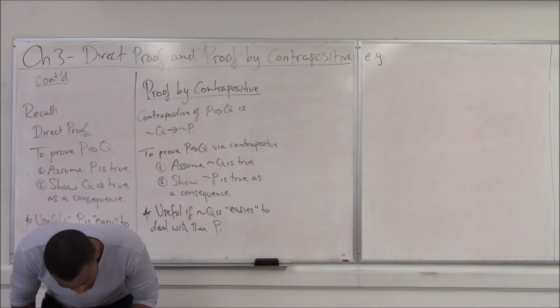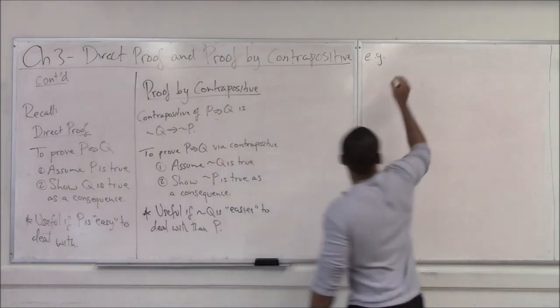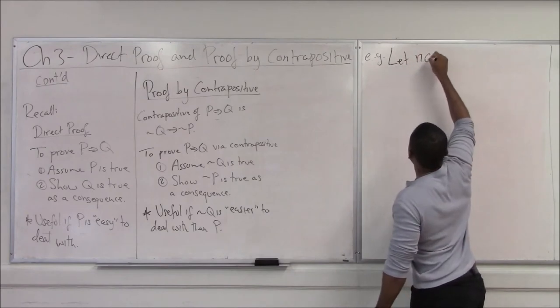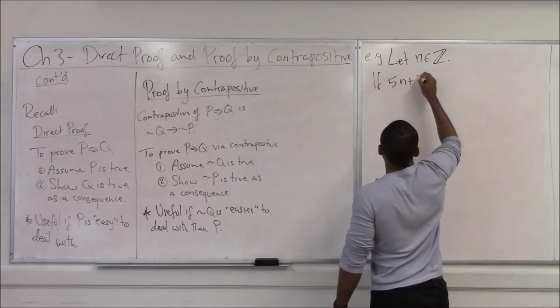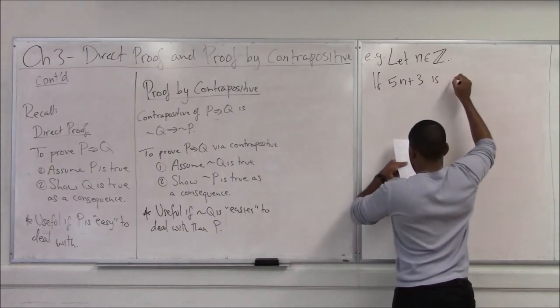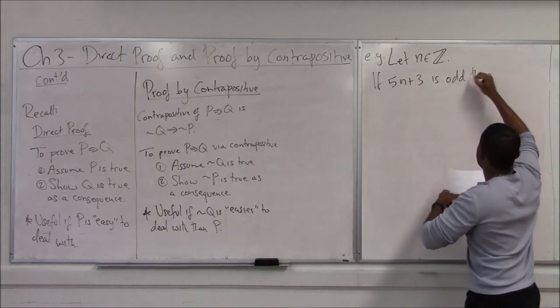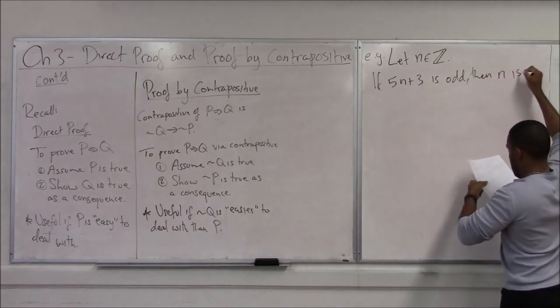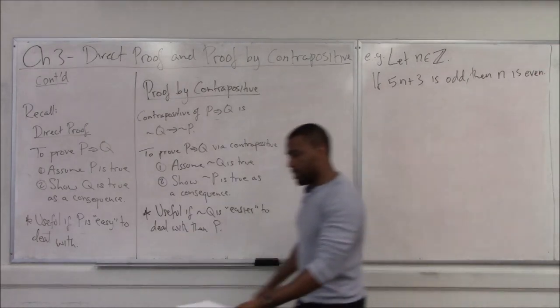And I wrote down some examples. Let n be an integer. If 5n plus 3 is odd, then n is even. Right? So you might be faced with that.